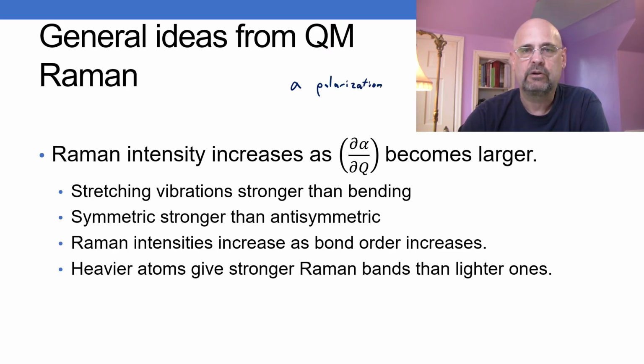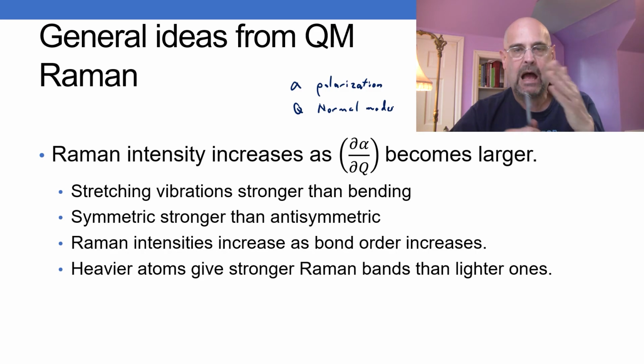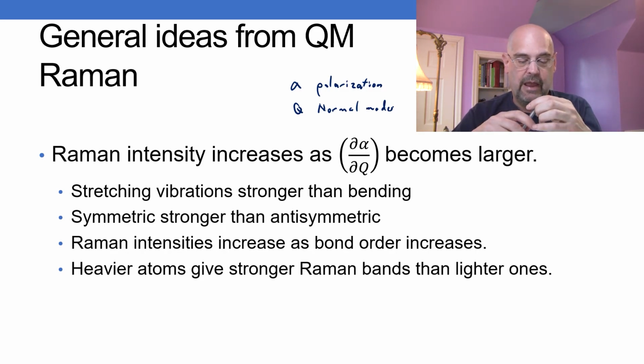It's those ugly looking integrals that I showed you earlier. Q are the normal modes we talked about in the last slide. So in Raman, stretching vibrations are stronger than bending, and symmetric stronger than anti-symmetric. This is opposite from infrared. In infrared, anti-symmetric are stronger.